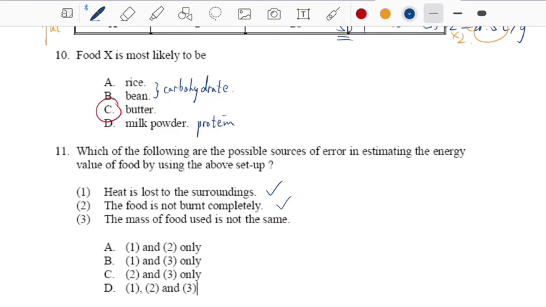And the third one, the mass of food used is not the same. For this one, it's not an error because we can do calculation to work out the value and draw a conclusion. So this one would not be a source of error. So the correct answer we should choose is A.